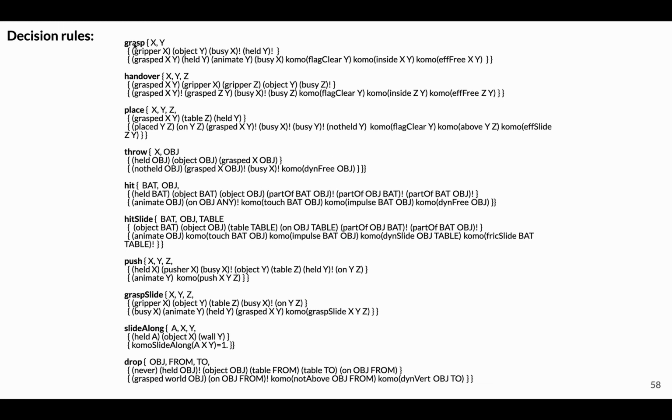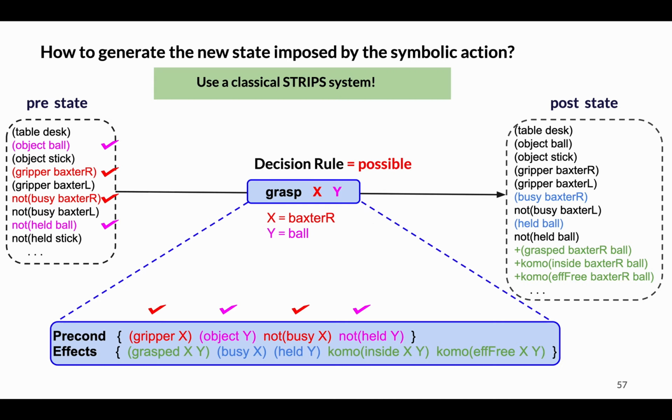And these are possible decision rules in the approach. It's grasp, hand over, place, throw, hit, slide. So hit slide means that we have an additional attachment to an object type table. Push, grasp, slide, and here you see we always have some additional object to be attached, probably some more than just a table. So we have slide alone and drop. All these decision rules are capable of creating action nodes based on this possible input object type. And that's how you create this tree search.